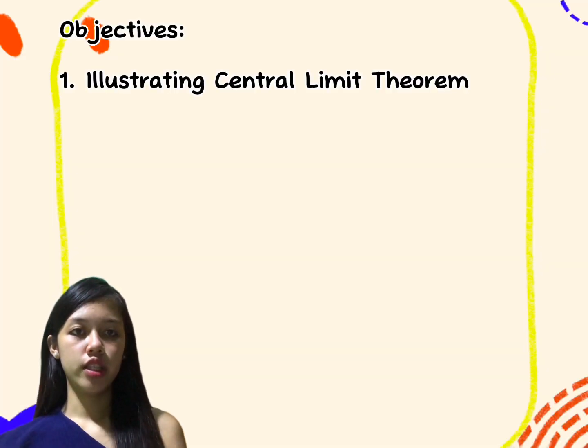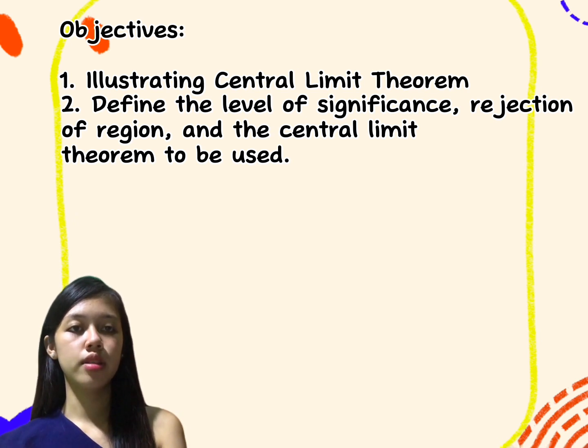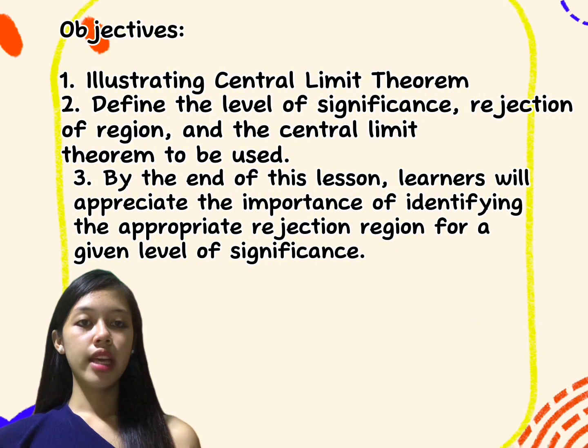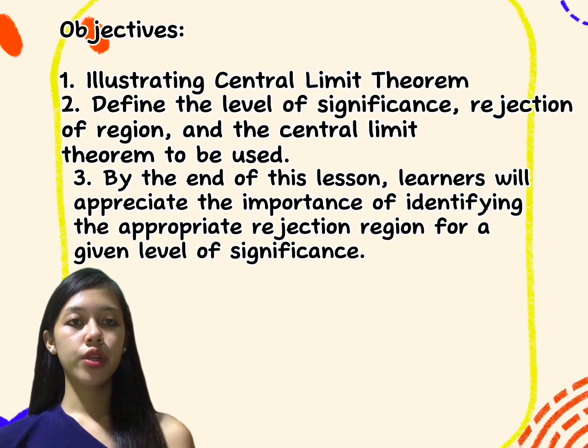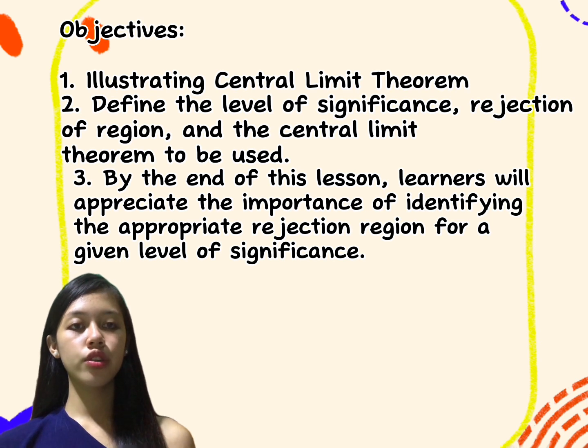Here are the objectives. First, illustrating central limit theorem. Second, define the level of significance, rejection region, and the central limit theorem to be used. Third, by the end of this lesson, learners will appreciate the importance of identifying the appropriate rejection region for a given level of significance.